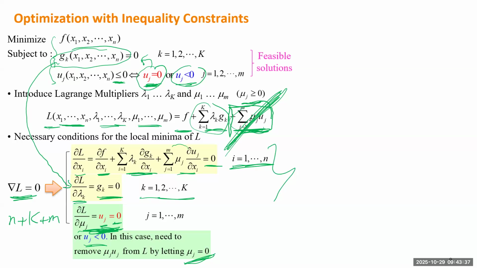For this part we need stationary points. We need all the elements of the gradient vector to be 0. They have to be 0. That's our stationary points. Okay.